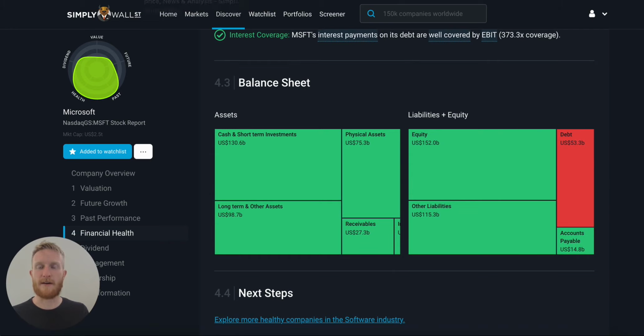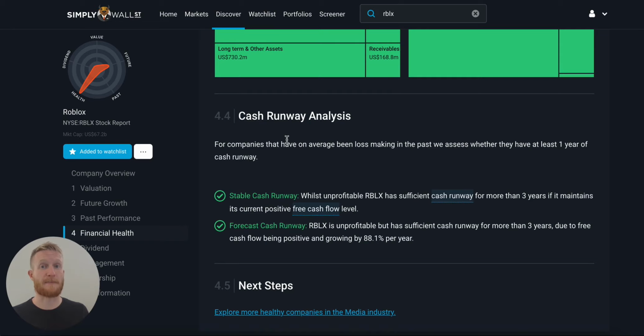What I'll go to now, just before I get to the financial institutions, I'll show you one more check that we have, but it's for different companies, right? So this check here, cash runway analysis, only shows up in the financial health section of businesses that are unprofitable. So why do we have this check here?